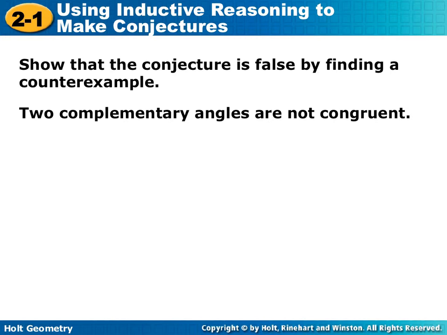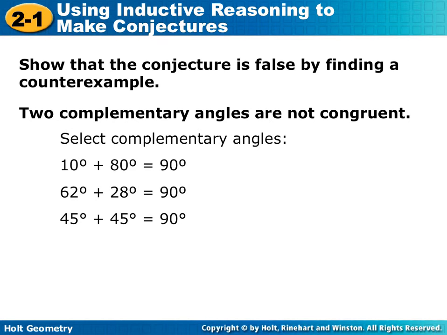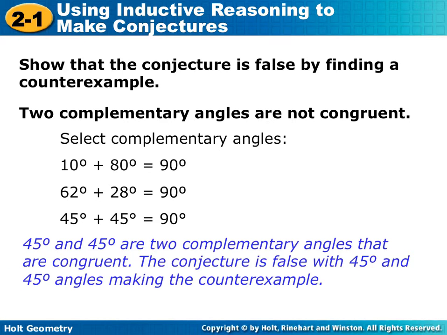Katie, what did you have? 45 and 45. Are those 2 complementary angles, 45 degrees and 45 degrees? Yeah, they add up to 90. And did she show me that it's incorrect, that they are not congruent? She gave me 2 that are congruent. So that was a counterexample. It's kind of confusing when it says not and you're trying to prove that they are, but read carefully.